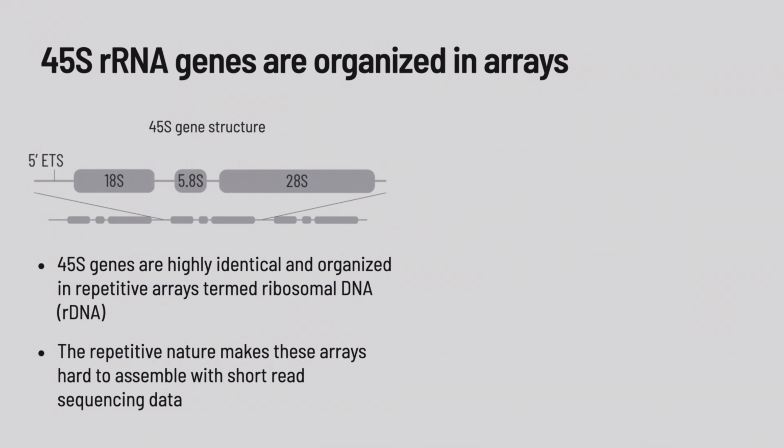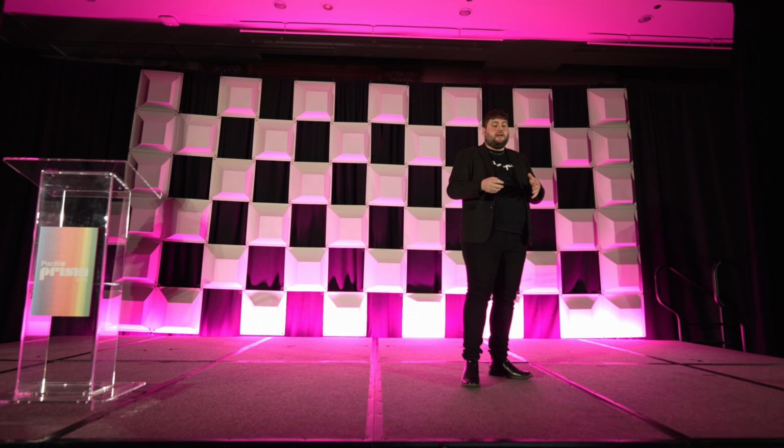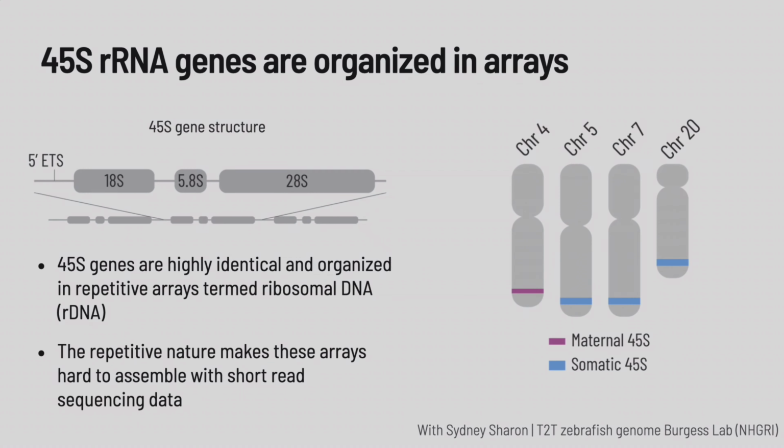This repetitive nature and the high identity across the repeats makes them really difficult to assemble with short-read sequencing data, meaning that those genomes that were assembled with short reads completely lack ribosomal RNA references. In zebrafish, these 2 subtypes of 45S genes exist in separate arrays, and that's what I'm trying to show you here with this figure. The maternal array is in 1 chromosome, and then there are 3 arrays of somatic in 3 other chromosomes. So these are not alleles. These represent fully different arrays that are encoded in this spatiotemporal manner.